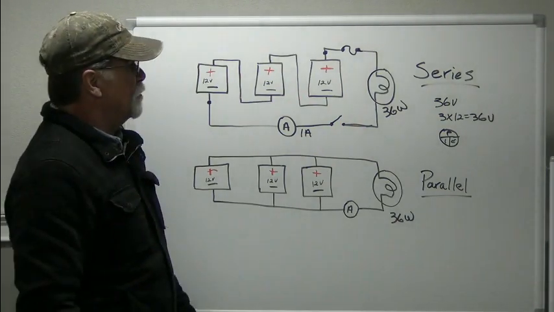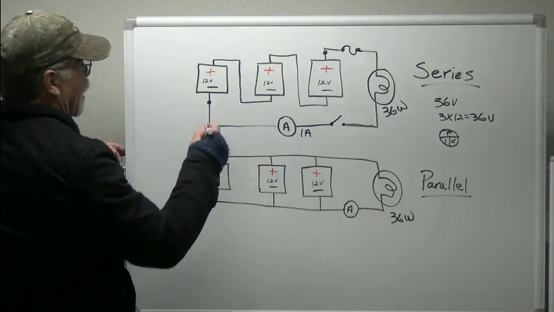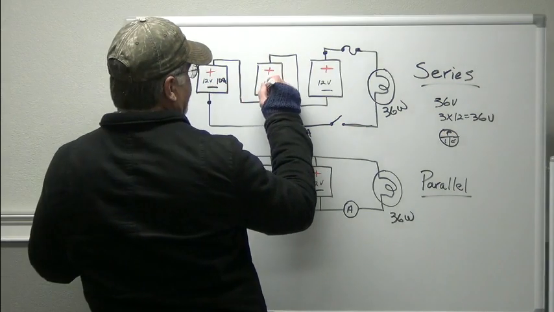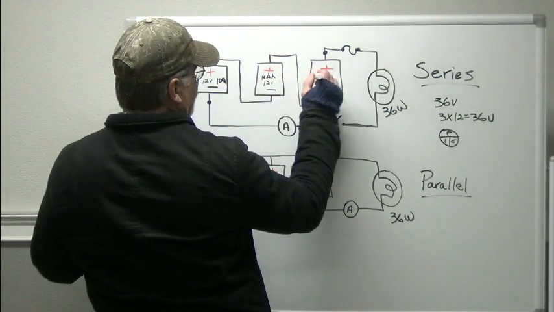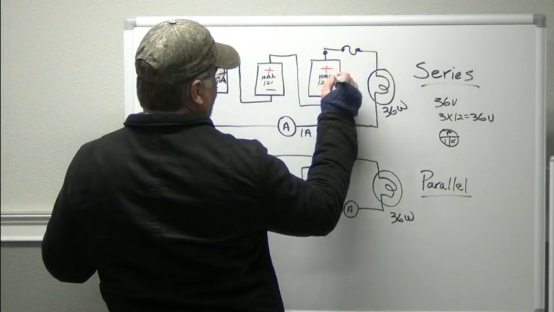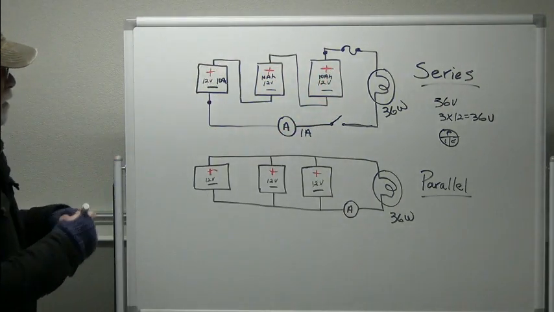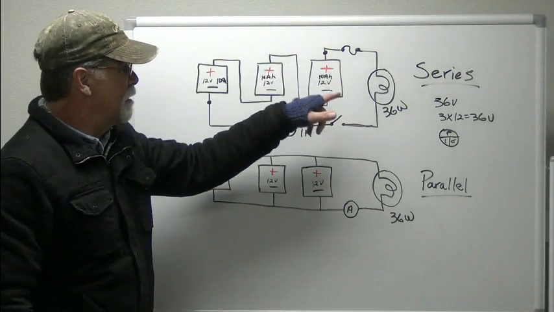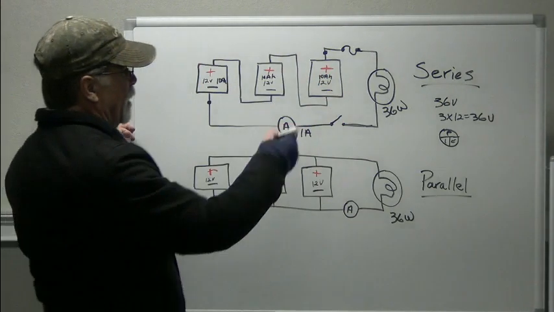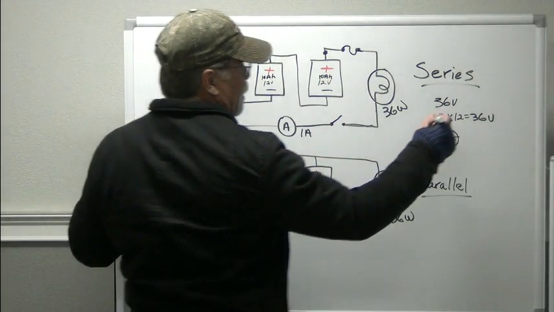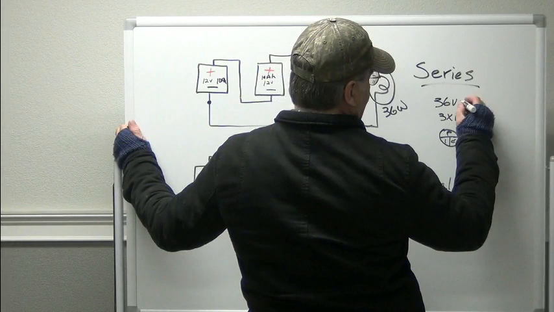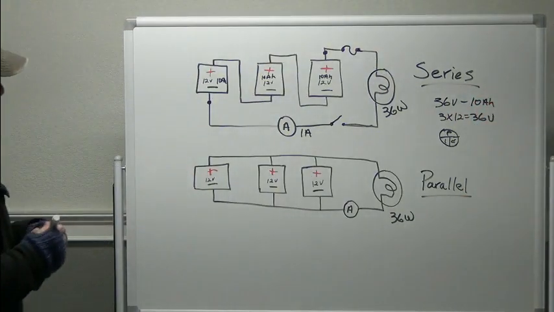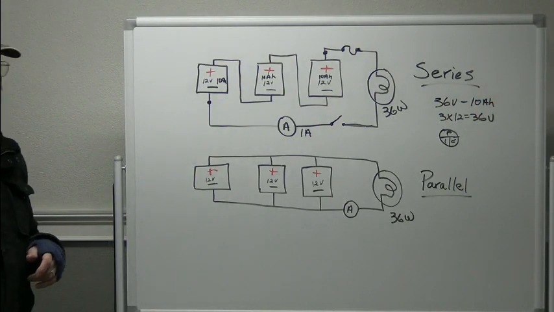Okay, so one other aspect that we want to talk about. Say each one of these is 10 amp hours. In this series circuit, the amp hours, because this 1 amp is going through each one of these, we have a 36 volt battery at 10 amp hours. Okay?